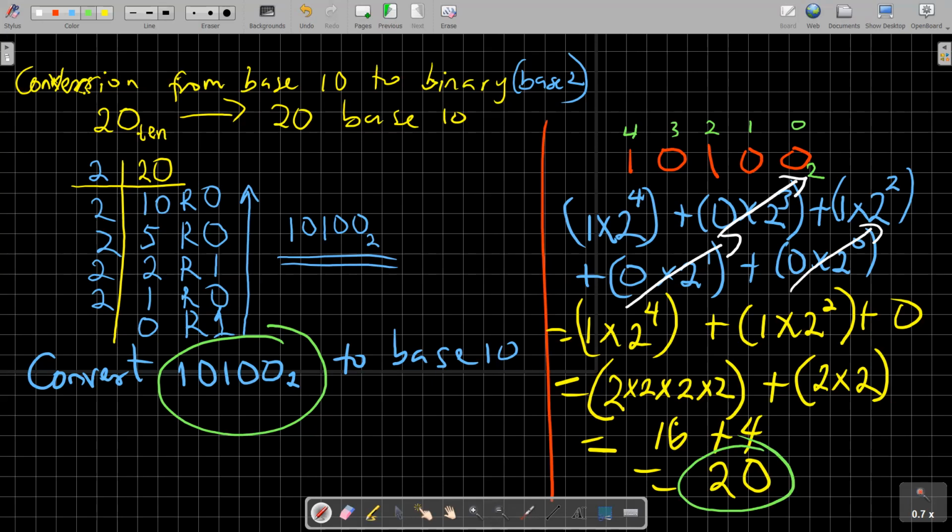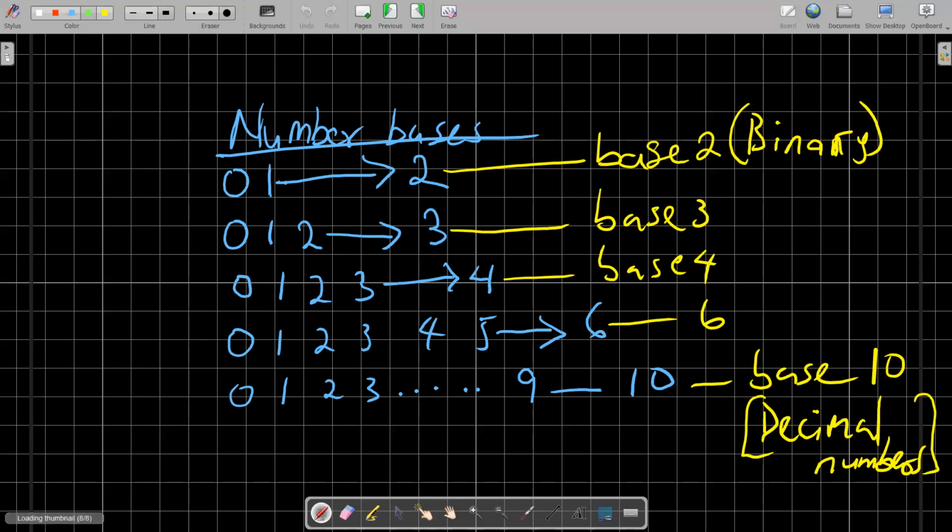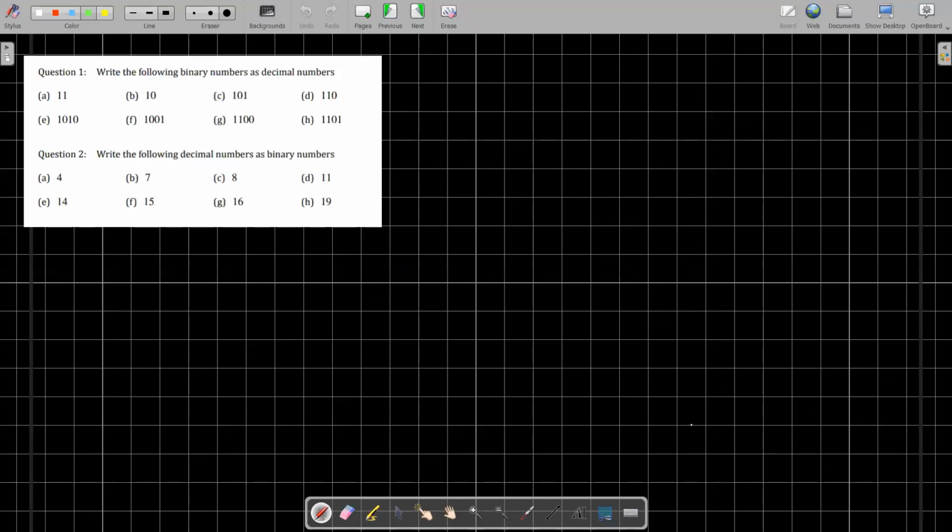Why don't you try this and see? Question 1. You may pause the video and try and see if you can do it. It says, write the following binary numbers as decimal numbers. I'm going to allow you to do question A. Try and see if you can do it, and then you come back to the video. Now let's get back to business.